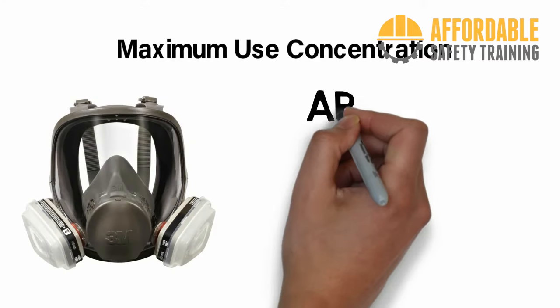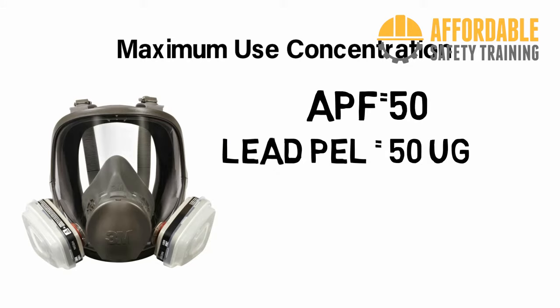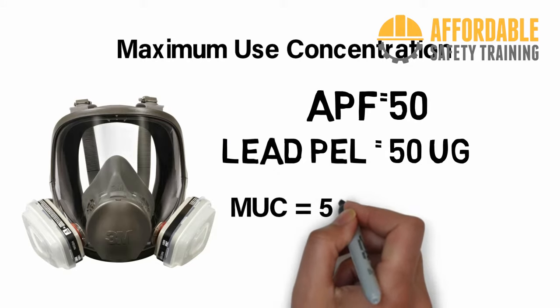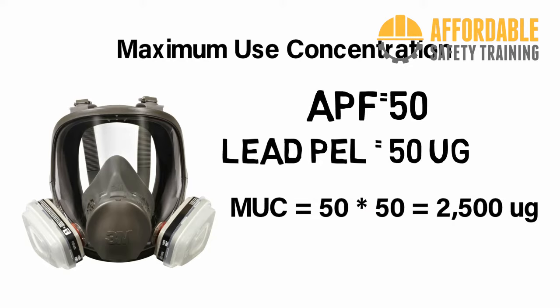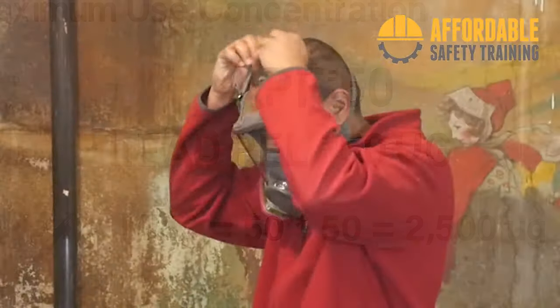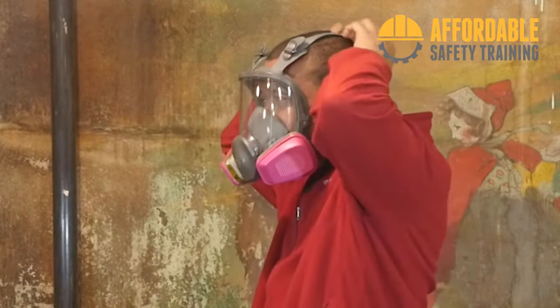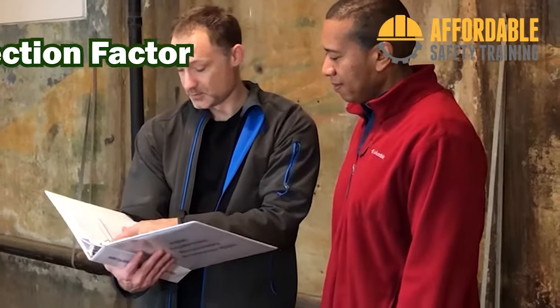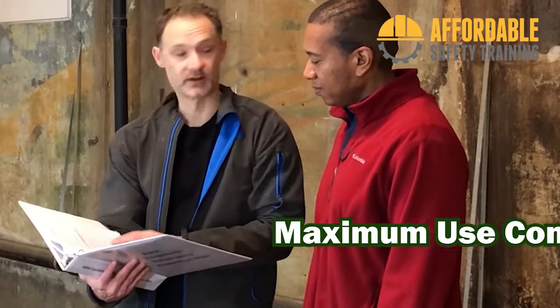The assigned protection factor for a full facepiece, air purifying respirator is 50. The permissible exposure limit for lead is 50 micrograms per cubic meter. By multiplying the assigned protection factor and the permissible exposure limit, we get a maximum use concentration of 2,500 micrograms per cubic meter. Employees wearing this type of respirator cannot work in a space with a level of lead higher than this concentration. Knowing the assigned protection factor, the level of exposure in the work area, and the maximum use concentration is an essential part of using respiratory protection.